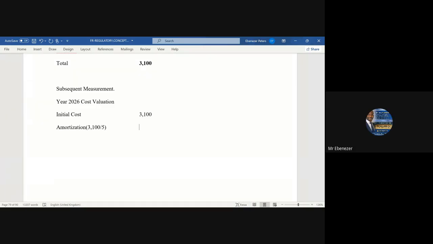So what will be the amortization cost? 620, sir. 620. Thank you. So what will be the carrying amount for that year? 2,480. Is there any impairment? I've always told you, always check. Yes, there is. So when we minus 620 from 3,100, what do we have? 2,480.